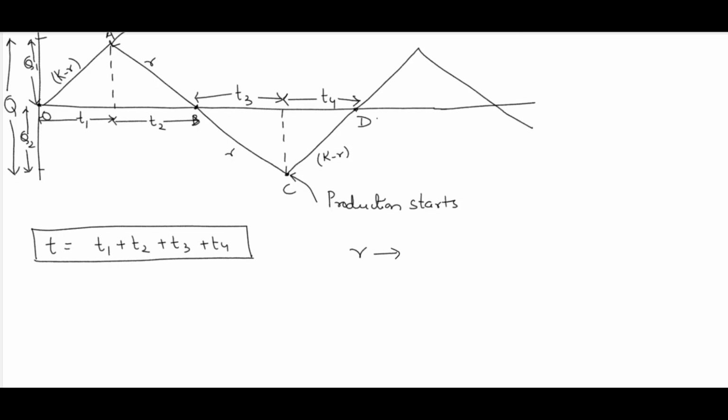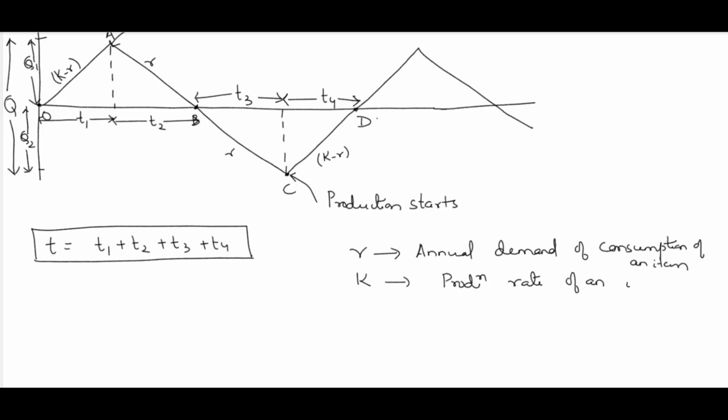R is the annual demand of consumption of an item, and K is the production rate of an item.